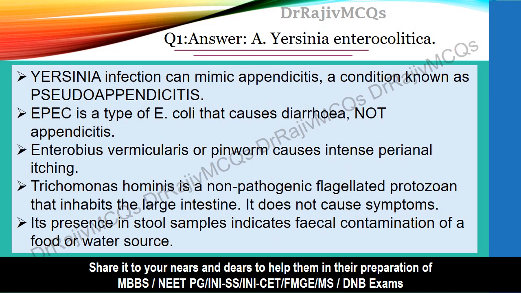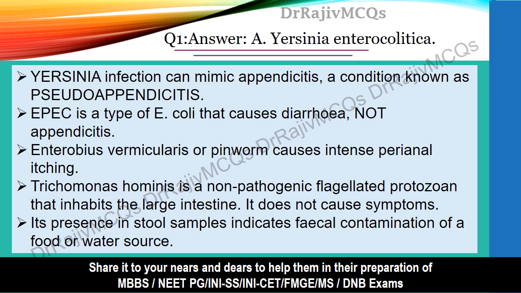The correct answer in question number 1 is option A. Yersinia enterocolitica infection or yersiniosis can sometimes mimic appendicitis, a condition known as pseudoappendicitis. This is because the Yersinia infection causes inflammation of the terminal ileum, appendix and cecum with mesenteric lymphadenitis. Serum antibody titers are diagnostic and drug of choice is tetracycline.